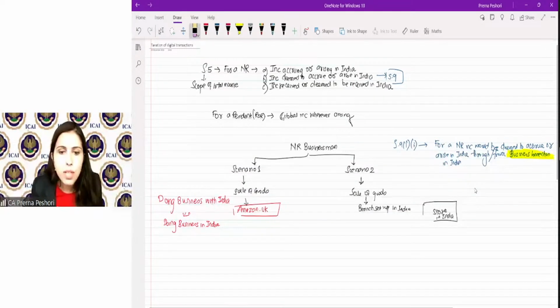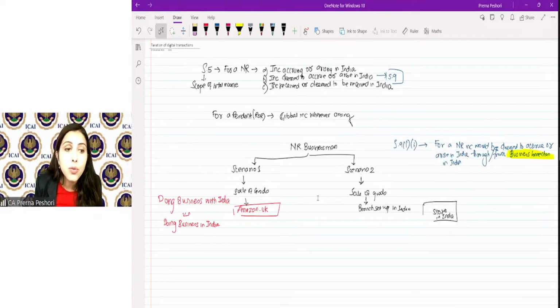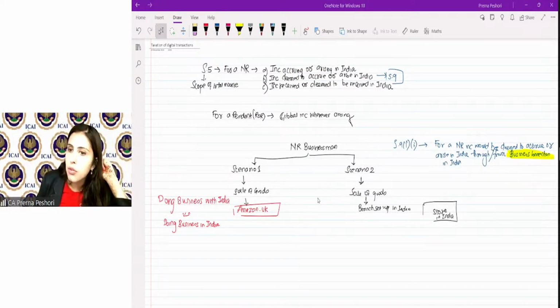Students, now is it visible? Okay, perfect. So what I was talking about, students, is that there's a difference between the concept of doing business with India versus doing business in India. So can you tell me, do you find any difference between these two adverbs that I have used, with and in?